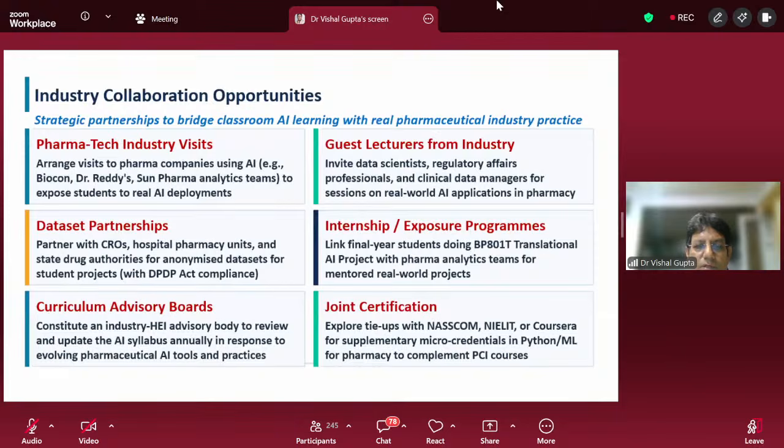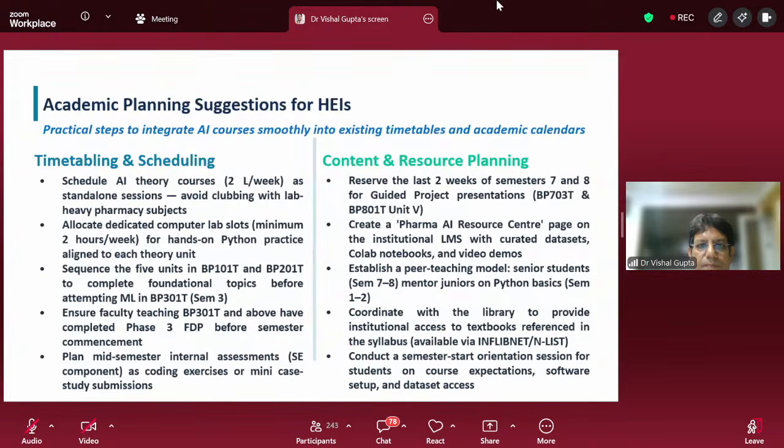with the Data Privacy and Protection Act for the dataset partnerships. Set up curriculum advisory boards and have industry partners on them. Have guest lecturers from the industry to teach many of these subjects and real-world AI applications. Internships and exposure programs have been made mandatory, but ensure that some of the students undergo AI-related projects. And you could also think of having joint certification programs with NASSCOM, NIELIT, or Coursera for supplementary credentials in Python, ML, and pharmacy courses.